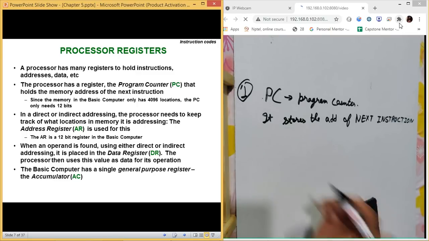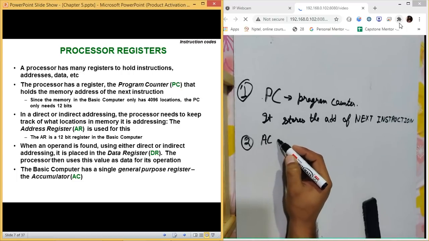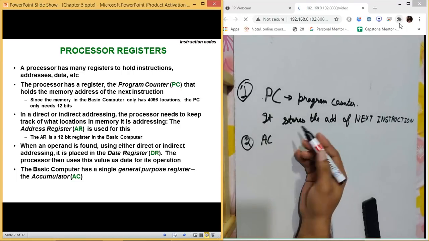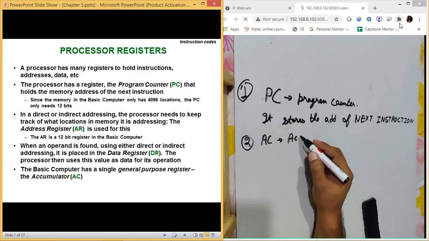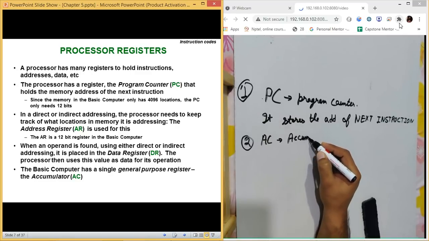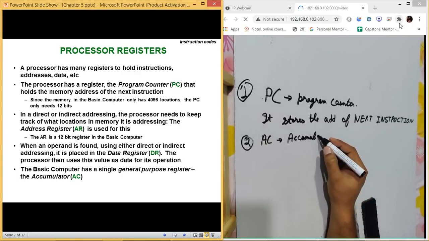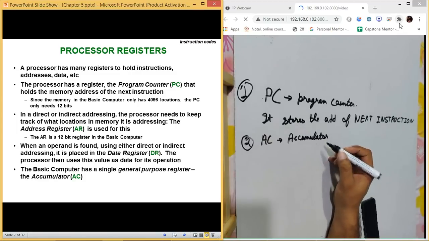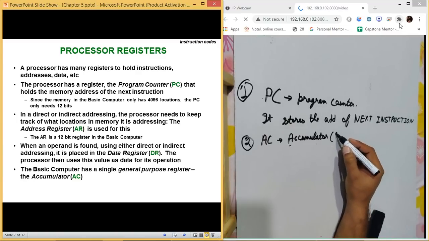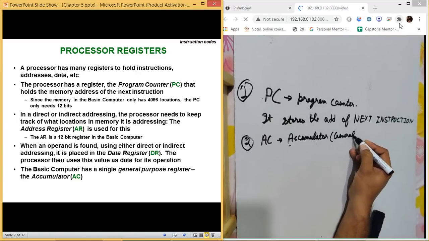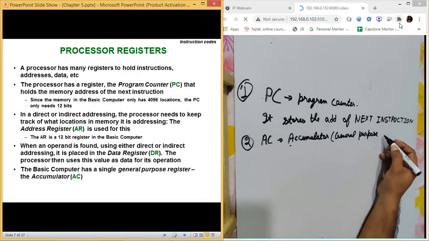Then the next register is AC. Sorry, we can talk about AC, we can talk about AR, it is up to you. So it is an accumulator. Now this accumulator is a general purpose register. Now what does it store?